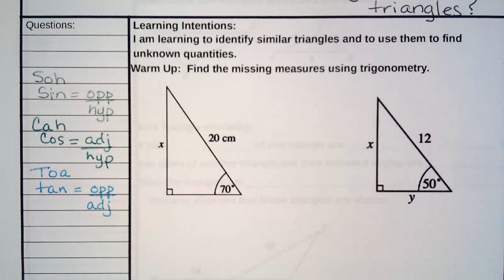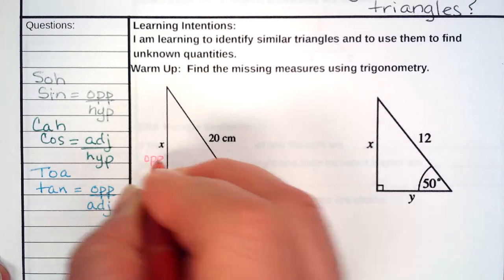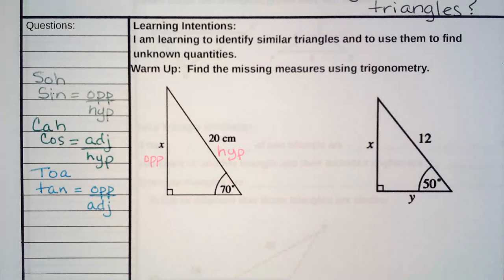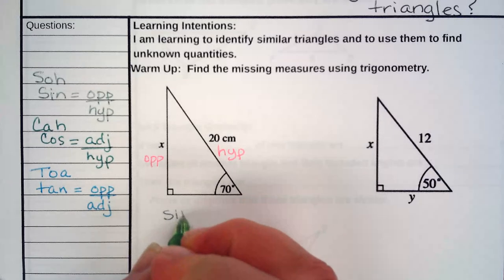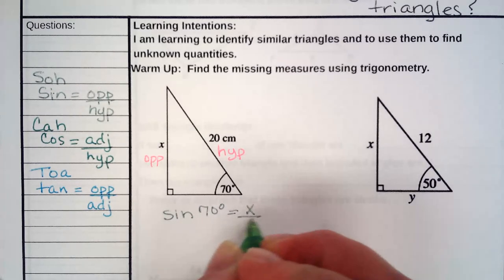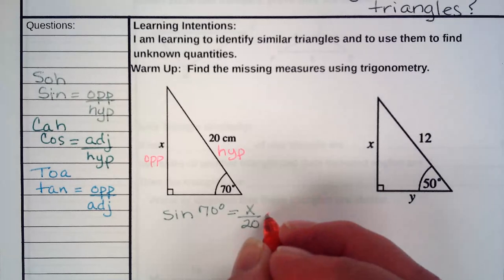So if we're looking for x, what two pieces do we have? Here's your angle. This would be your opposite. This would be your hypotenuse. I look over here, opposite and hypotenuse is sine. So the sine of 70 degrees is equal to x divided by 20. The opposite of dividing by 20 is to multiply by 20.